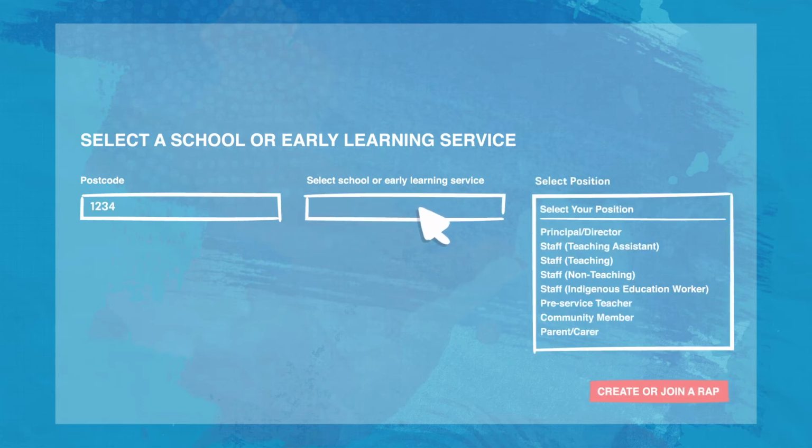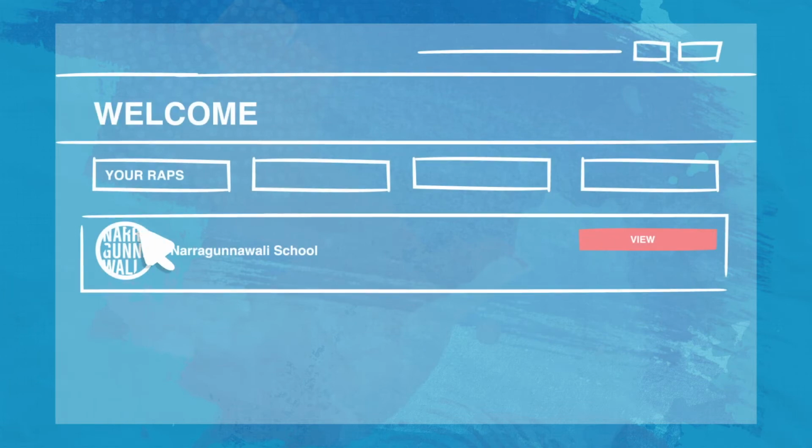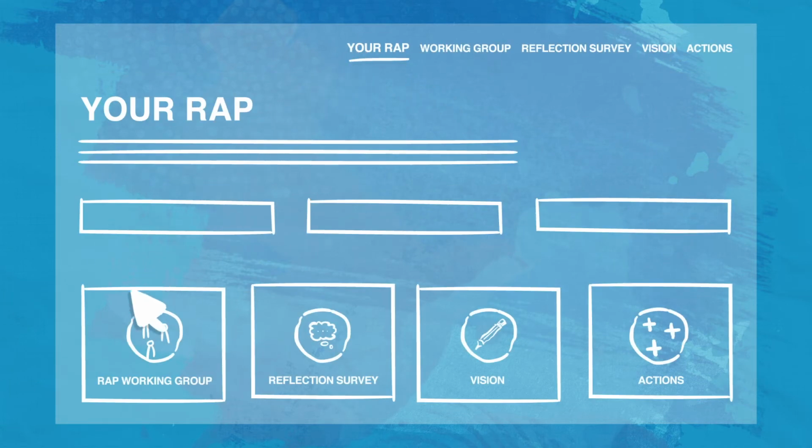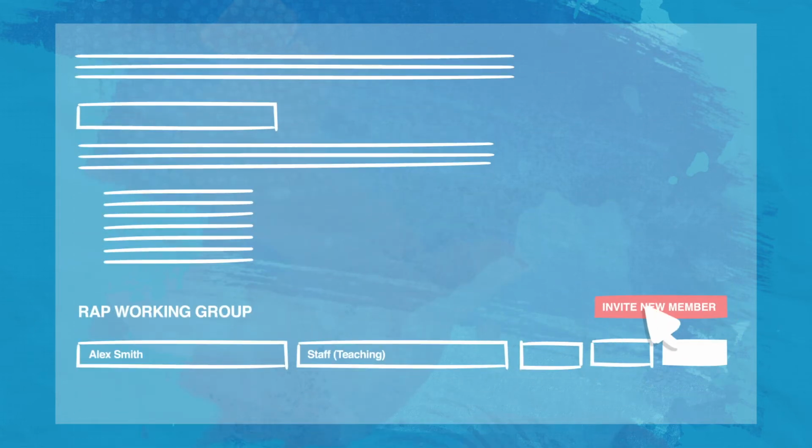Select your school or early learning service and your position. Click into your school or service's RAP. From here, you can establish a working group.